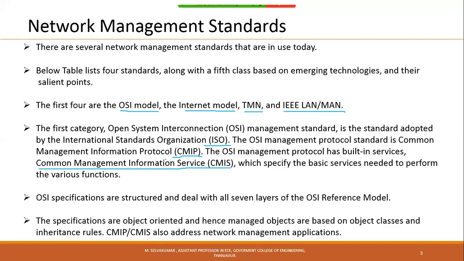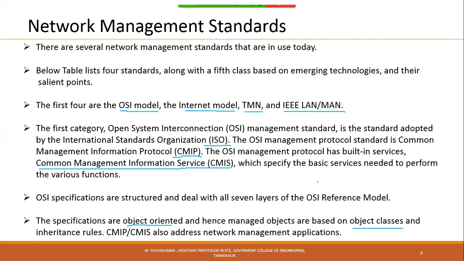The OSI protocol is a very well structured protocol, used most widely, and deals with all the 7 layers of the model. This specification is always object oriented, and hence the managed objects are based on object classes and have some rules. CMIP also addresses network management applications.